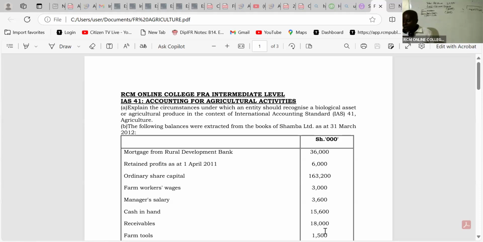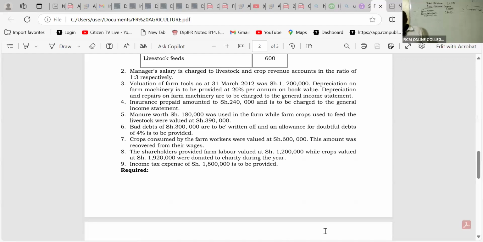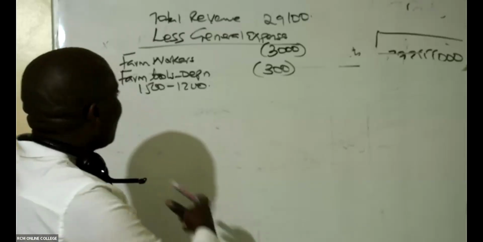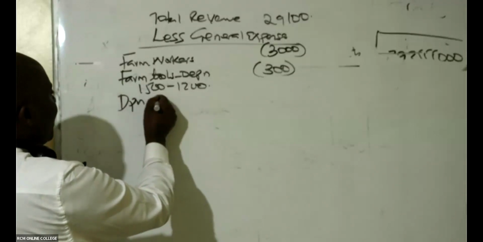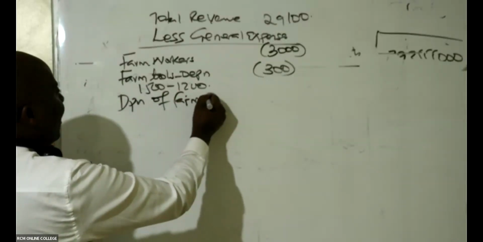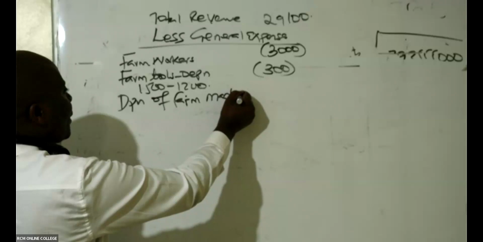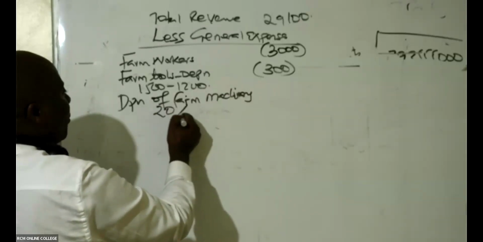Still on the same note, my friends, note number 3, they are telling us that depreciation on farm machinery is to be provided at 20% per annum on book value. Depreciation and repairs on farm machinery are to be charged to the general income statement. So, gentlemen, please listen. We have here depreciation of farm machinery. They've told us that this is 20% of the book value.